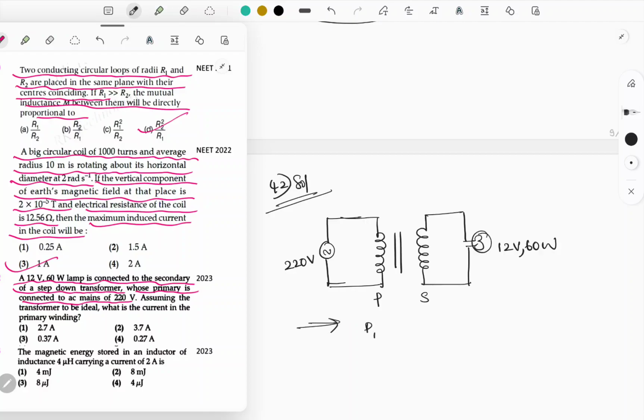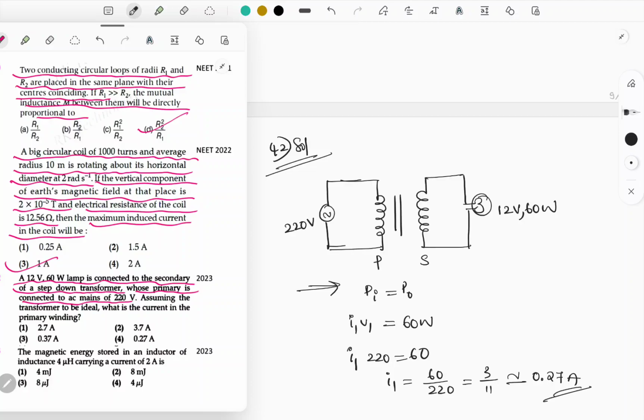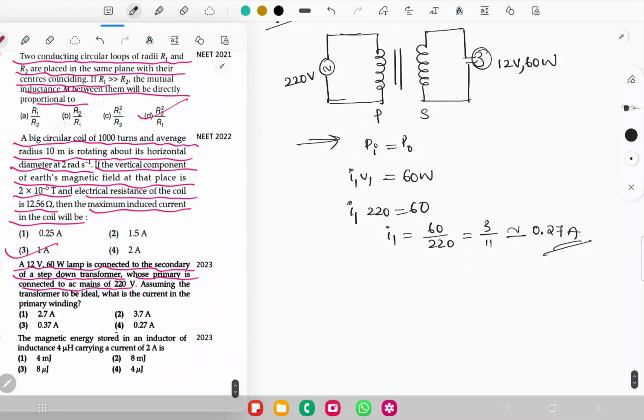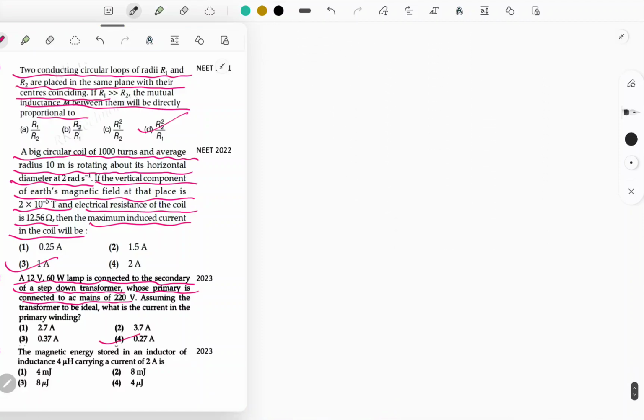We know that input power is equal to output power. Let's use that method. They have already given the output power, which is equal to 60 watt, and the input power is I1 into V1. I1 into 220 equals 60. Then I1 is equal to 60 divided by 220, which can be replaced as 3 by 11, which is approximately equal to 0.27 ampere. This is the answer. So which option matches here? 0.27. Option 4 is the correct answer.